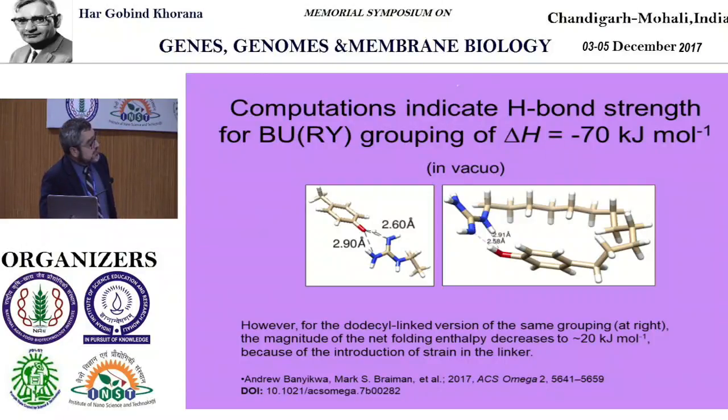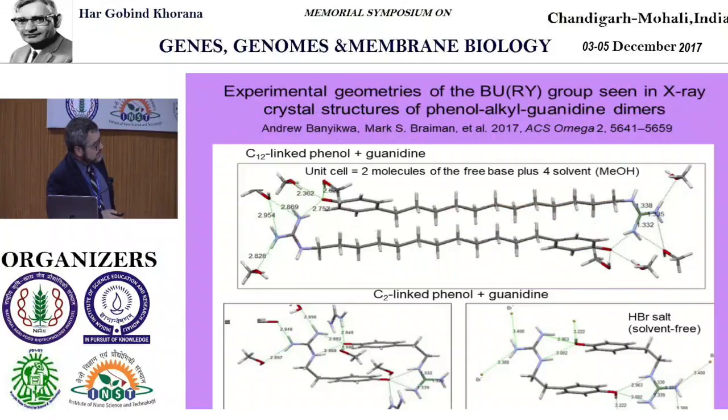Now, for the dodecyl-linked version of the same grouping at right, the computation decreased to negative 20 kilojoules per mole. But we have synthesized, Andrew Benico synthesized versions of both of these, and so I can now show you some experimental results that test whether or not these are present. The first thing is these are actual measured crystal structures of the dodecyl-linked phenol and guanidine. This shows very clearly that instead of making that folded up structure, that internal H-bonded version, which we sort of hoped we would get, we form head-to-tail dimers.